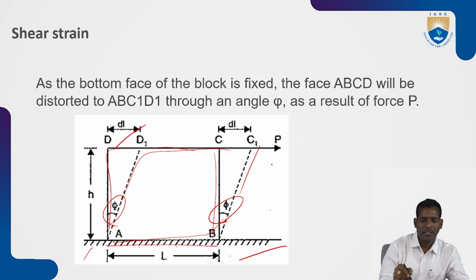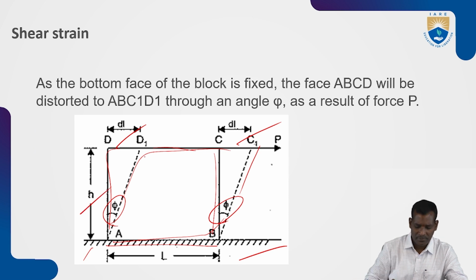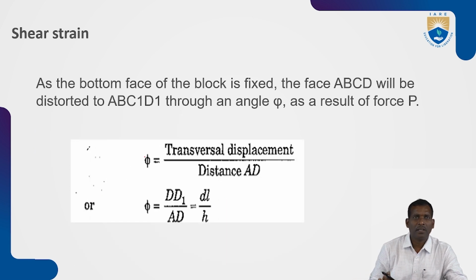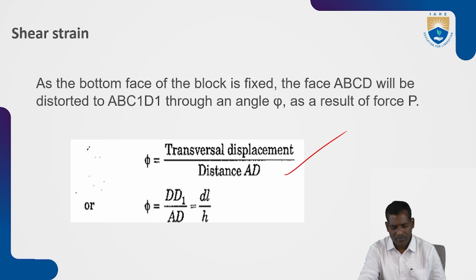DD1 is the displacement, with length CC1 and a height h. So now calculate the shear strain. The transversal displacement upon the distance CD: the transversal displacement is DD1 upon distance CD, DL by H.